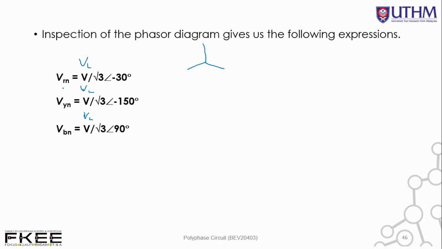once you convert to phase value, either VRN, VYN, or VBN, you will see that the magnitude and the angle is lagging behind by 30 degree. This is for VRN, for example. Similarly for the second phase, VYN and VBN. All of them you just deduct by 30 degree.